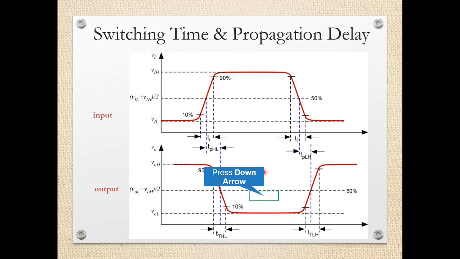As the output is becoming high to low, it is denoted as TPHL, that is the propagation time from high to low. Similarly, for the other transition, when input is becoming low and output is becoming high, at that time also we can measure this delay, that is the propagation delay, and that is denoted as TPLH, that is the propagation delay when the output becomes high from low.